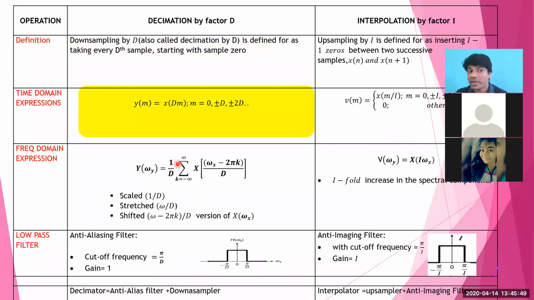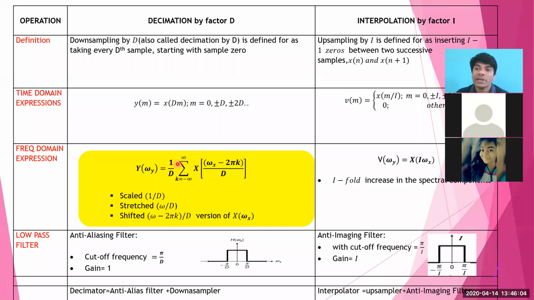As you can see, y of m or y of n does not really matter what you write here. Here y of m is given as x of dm. So sometimes this decimation is also known as time domain compression. And since it is compressed in time domain, it gets stretched in the frequency domain. And this is an expression where you can see the decimation in time domain will in fact result in three operations in frequency domain.